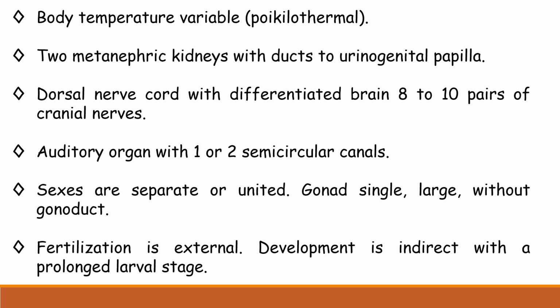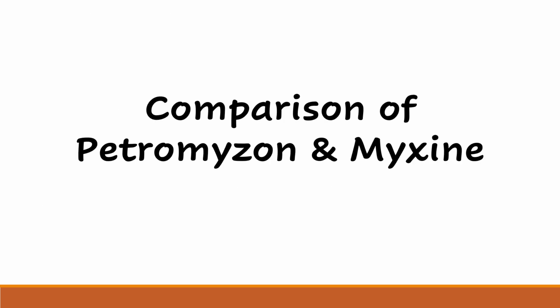Sexes are separate or united. Gonad is single, large, without gonoducts. Fertilization is external and development is indirect because the larval stage is present, which is a very prolonged stage in cyclostomes. These are the various general characteristics of class Cyclostomata.